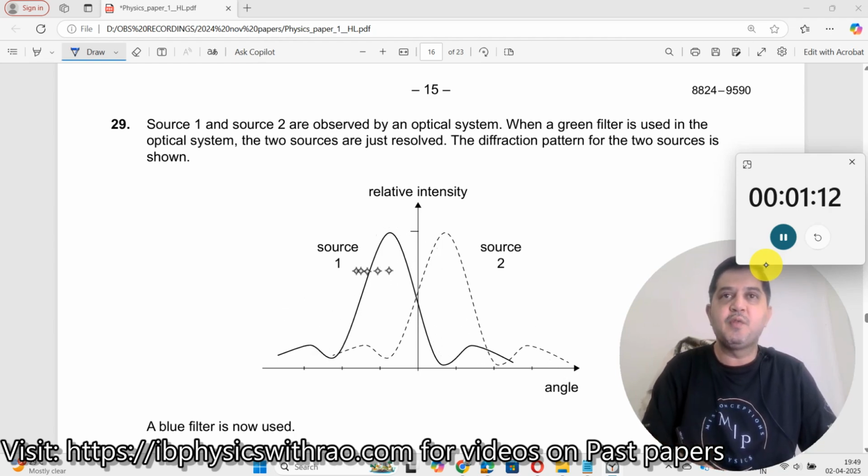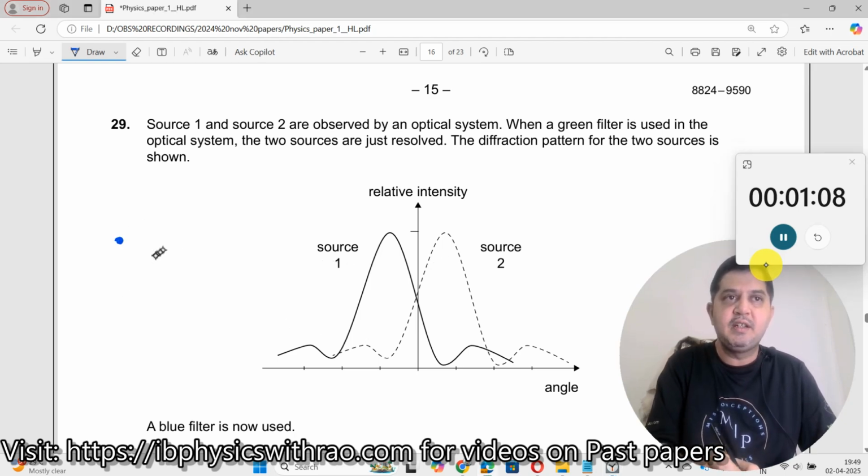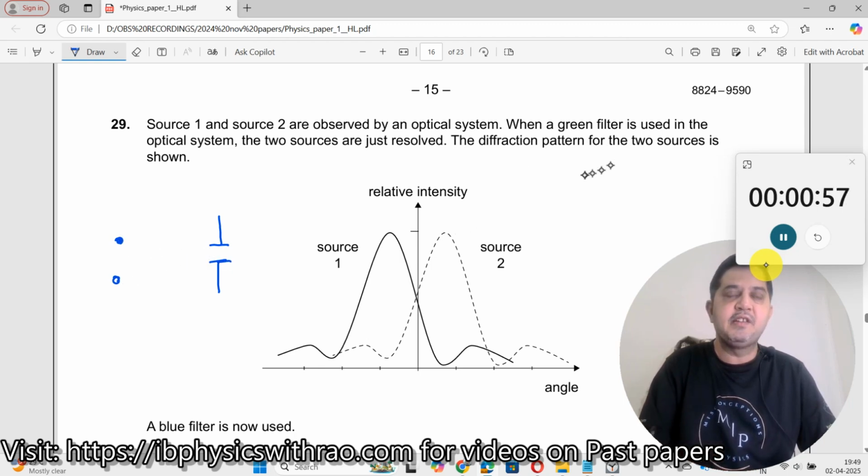Okay. Source 1 and source 2. We have one source 1 over here, and we have one source 2 over here, and there is a small slit over here. This is what the experiment means. Light from here and light from here, both of them are coming over here. And when a green filter is used in the optical system, the two sources seem to be resolved. So now when you resolve it, what do you mean by resolved?